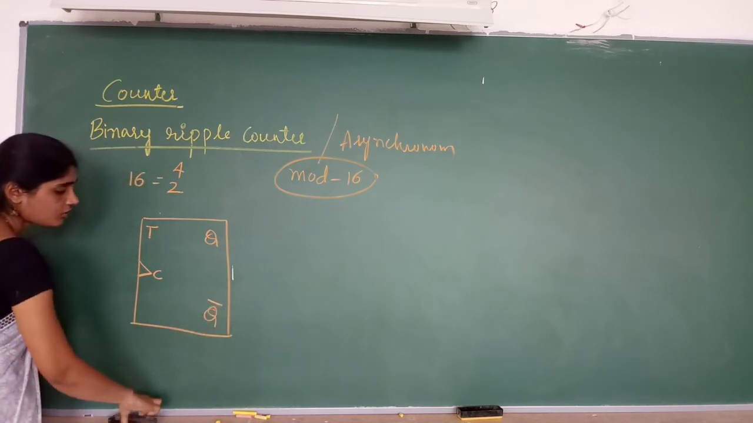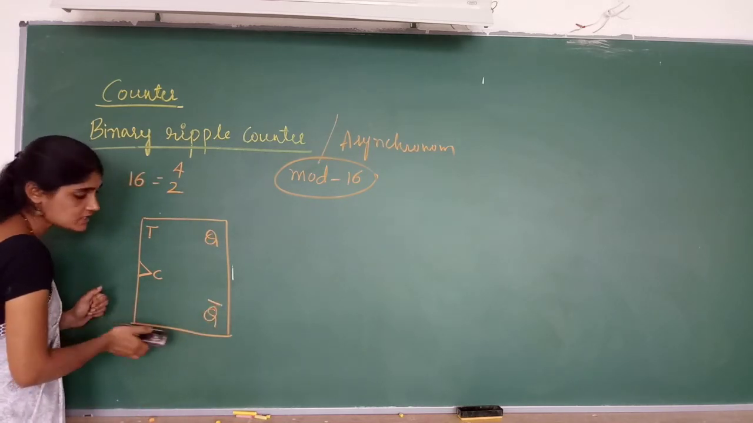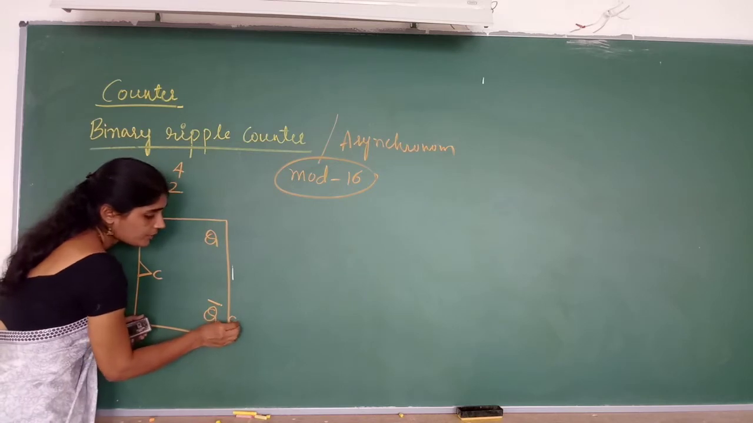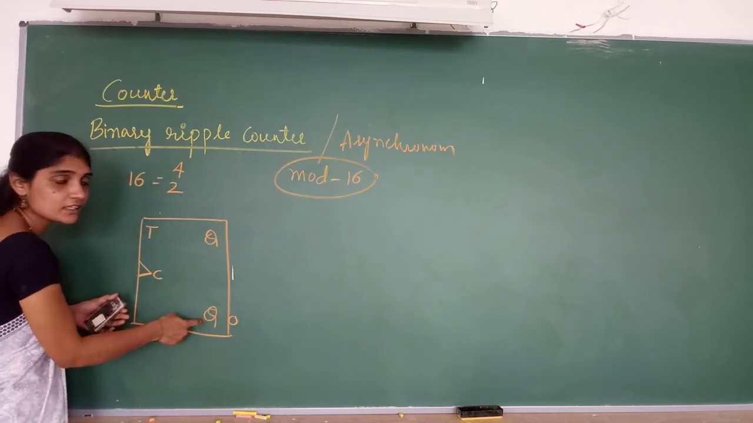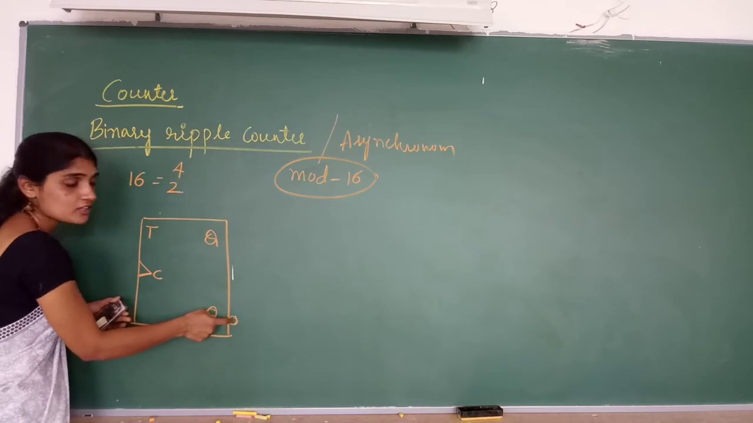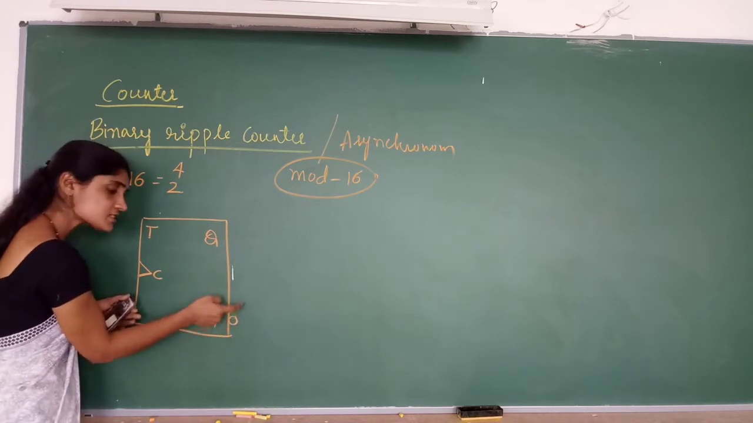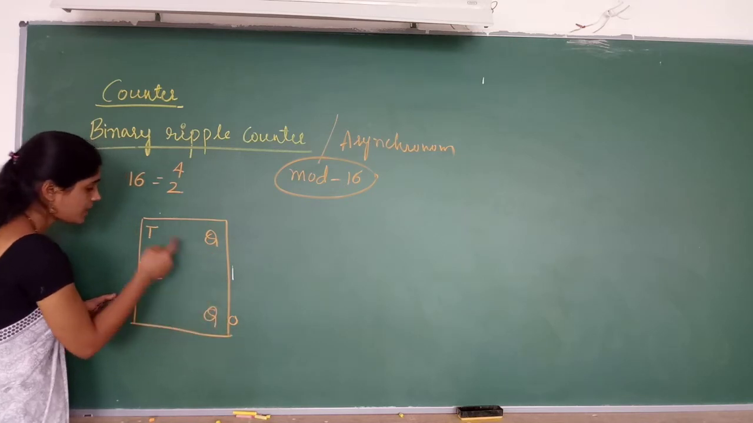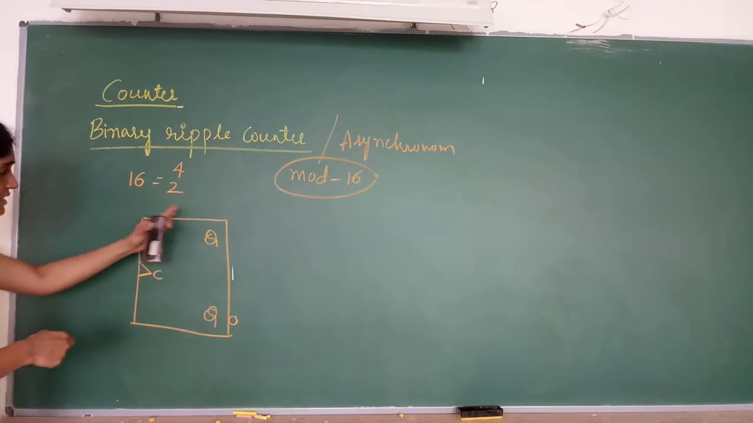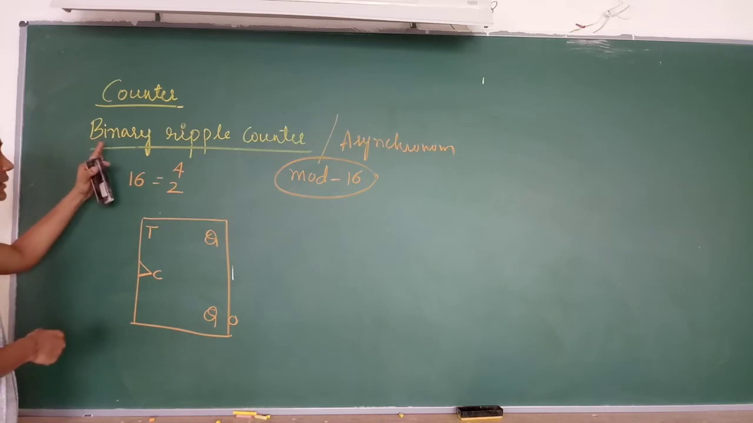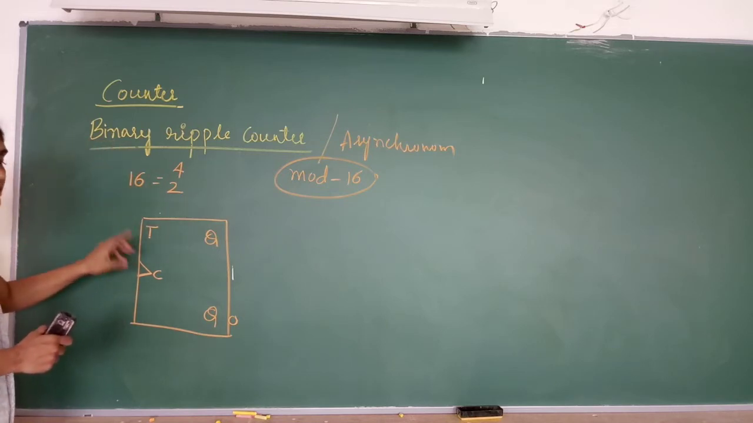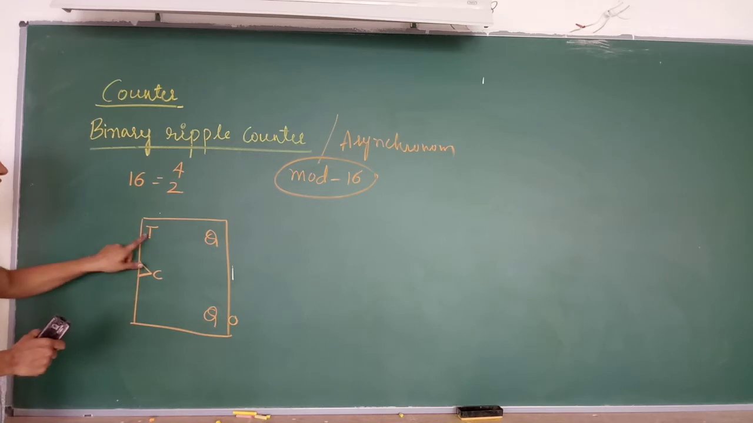As I have already told, either you can write Q bar like this, or if you want to put a bubble over here, you can write just Q. That means whatever Q is getting here, the complement of that will be getting here. So finally what you are getting here is Q bar again. Q bar, T, clock. So this is the logic symbol of a positive edge triggered T flip-flop. In the binary ripple counter, we are going to use positive edge triggered T flip-flops.